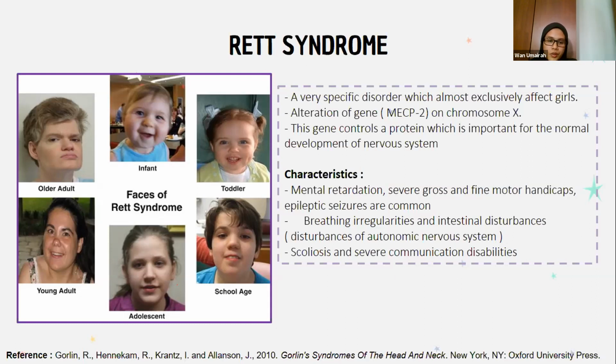They may also have breathing irregularities and intestinal disturbances due to disturbances of the autonomic nervous system, scoliosis, and severe communication disabilities. In the picture, children with Rett syndrome tend to have unusual eye movements such as intense staring, blinking, crossed eyes, or closing one eye at a time. Also, they sometimes make sudden odd facial expressions.